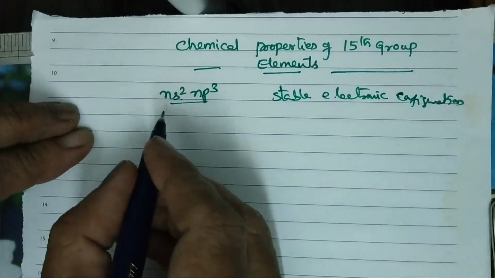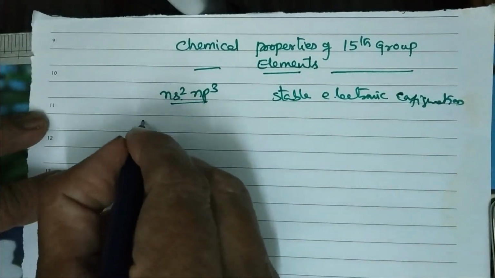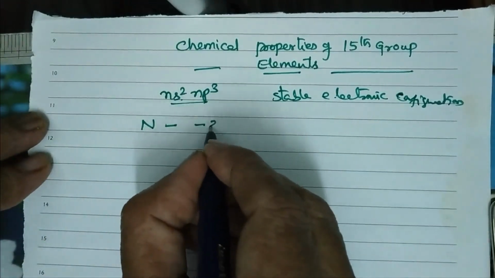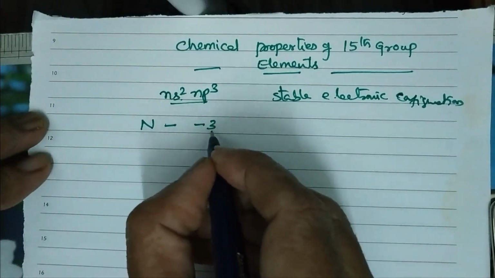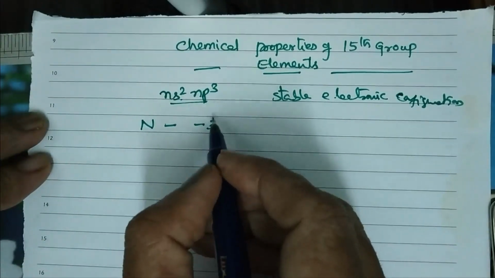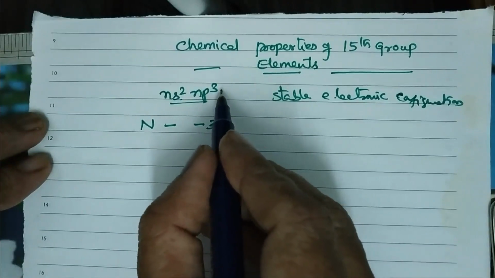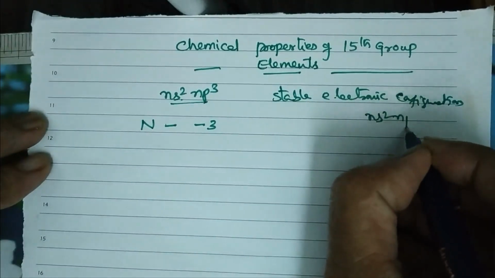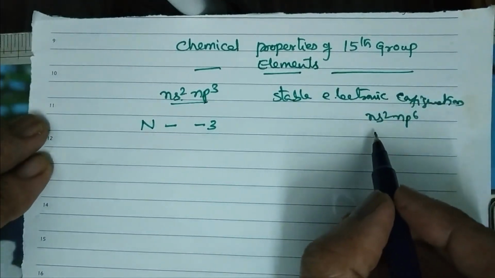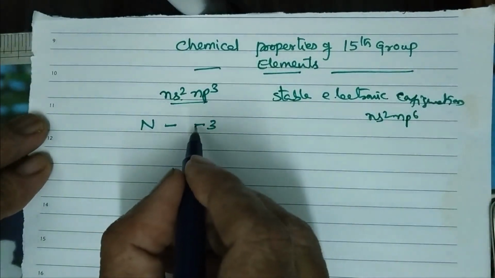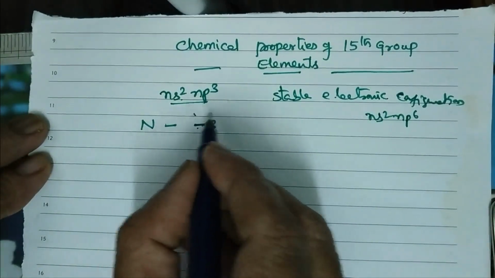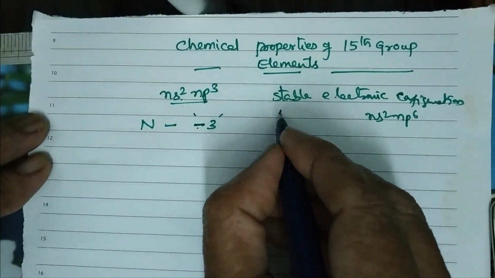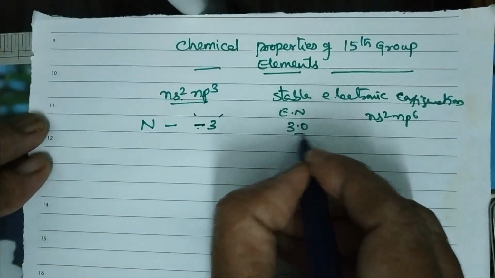Next, what are the oxidation states of the 15th group elements? First of all, we will discuss element-wise, nitrogen. It shows the -3 oxidation state. Why? Because when 15th group elements receive 3 electrons, they attain the ns2 np6 configuration, which is the nearest inert gas configuration. So they will readily show the -3 oxidation state. Nitrogen always shows the -3 oxidation state because of its high electronegativity. The electronegativity value of nitrogen is 3.0.